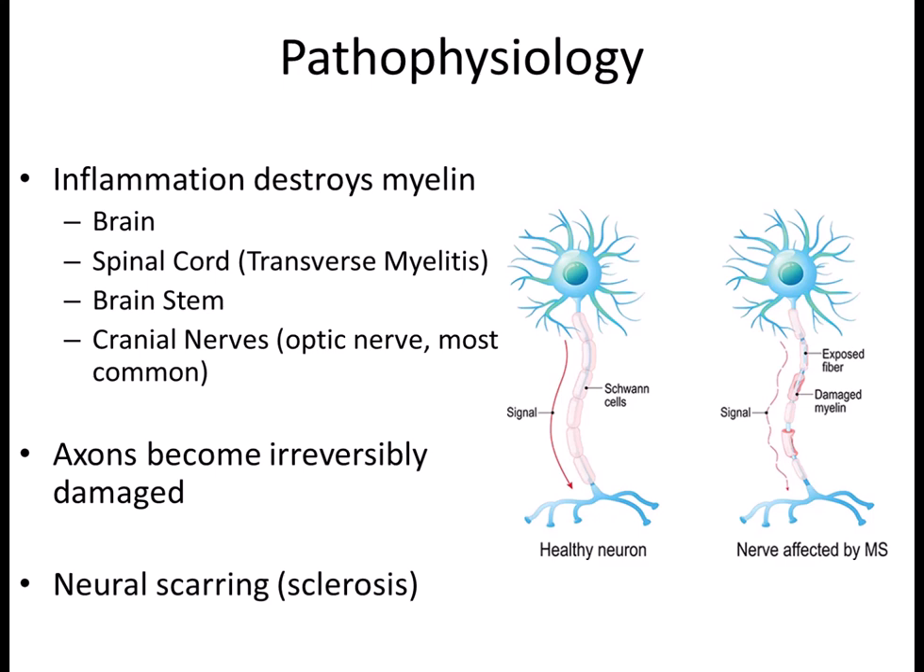Once the axon becomes damaged, this damage is irreversible. The myelin has the opportunity to grow back occasionally. However, when it doesn't and the axon is damaged, it doesn't heal. This results in neural scarring, hence the word sclerosis.